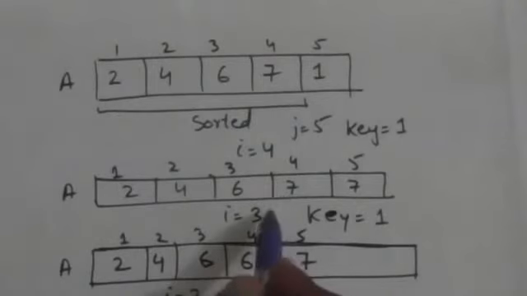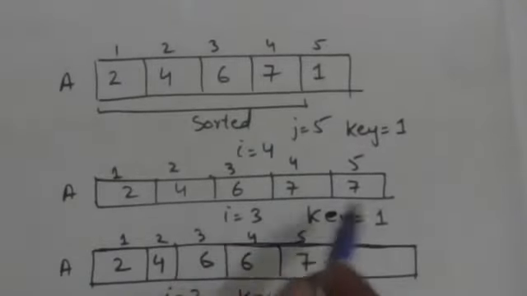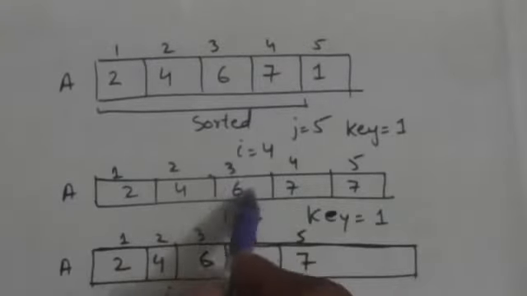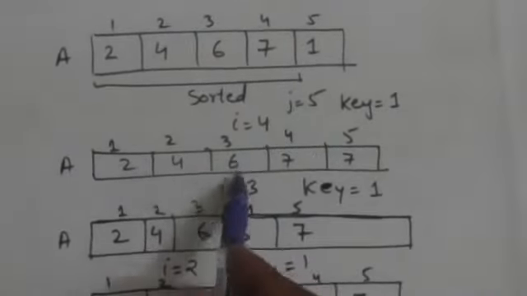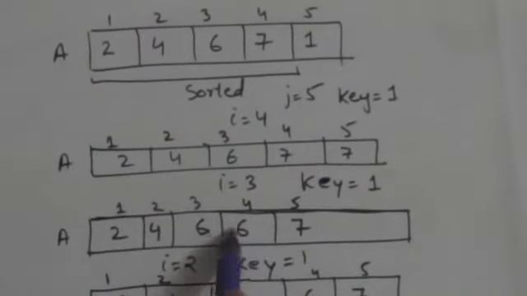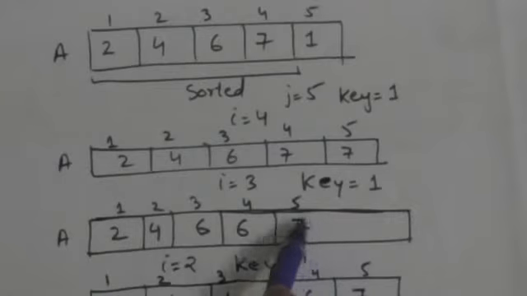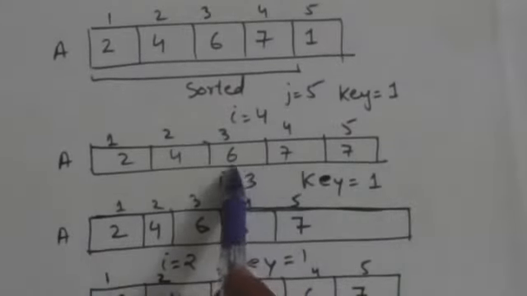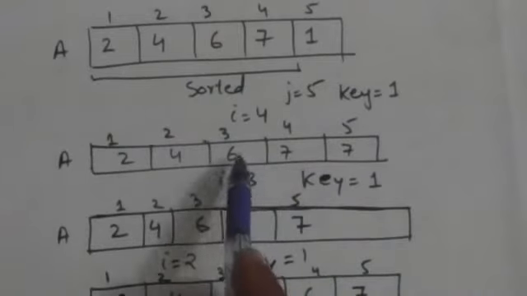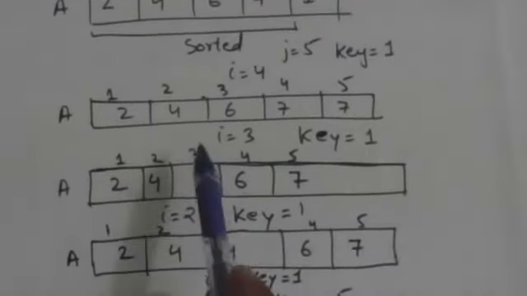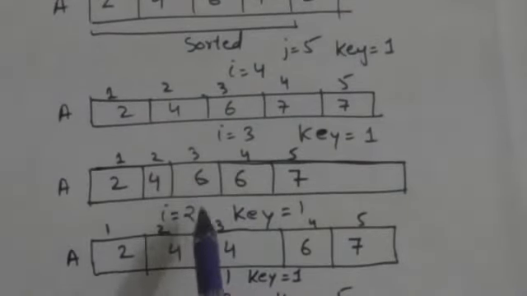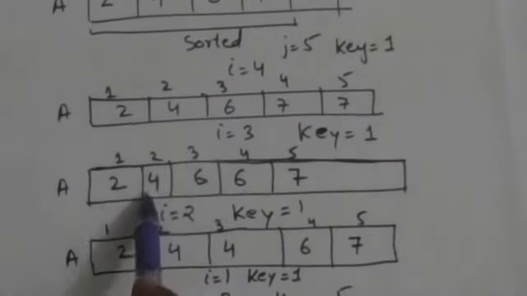Now we will compare the value which is stored at index 3 with the key. The value which is stored at index 3 is 6. It is greater than key. So again we will shift it to one position right. Now the value which is stored at index 4 has become 6. Now we will decrease the value of I by 1. Now the value of variable I has become 2. Now the value which is stored at index 2 is 4.